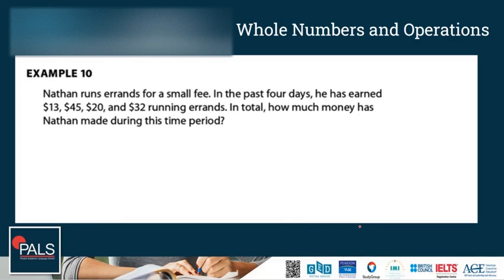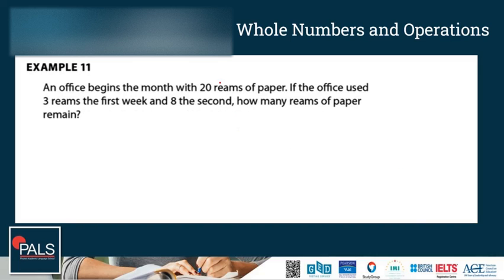Example number 10. Nathan runs errands for a small fee. In the past 4 days, he has earned $13, $45, $20, and $32 running errands. In total, how much money has Nathan made during this time period? So the question is in total. Totals means we need to add. So let's add 13 plus 45 plus 20 plus 32. You can write them in column if you like. The answer is 110.